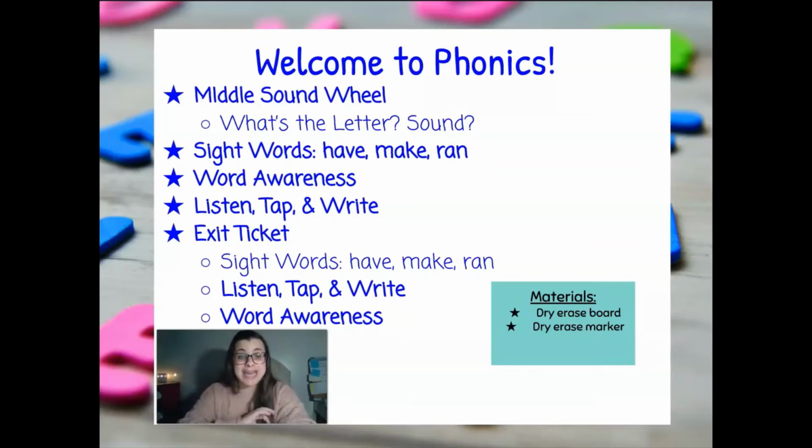Today, we're going to look at a middle sound wheel and identify the sound at the end of the word, and then you're going to write that letter. We'll also take a look at our 3 new sight words for this week. We'll take a look at some sentences, and we'll play our listen, tap, and write game. Your exit ticket is all about your sight words, our listen, tap, and write game, and you will be fixing some sentences yourself. Your teacher might pause the video now or later for you to go get your materials.